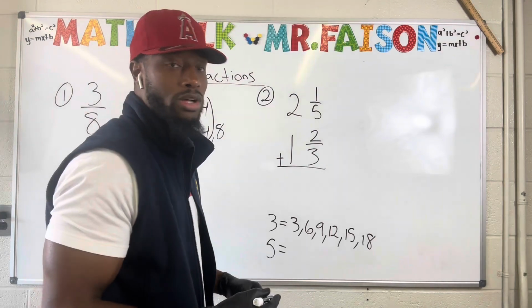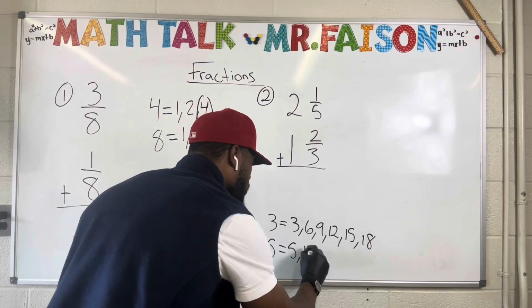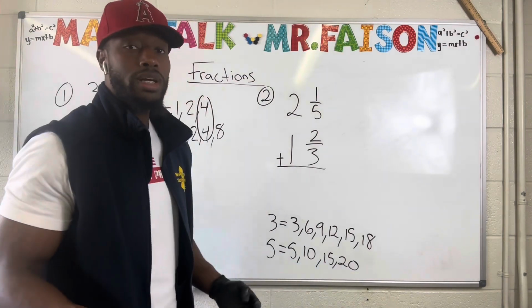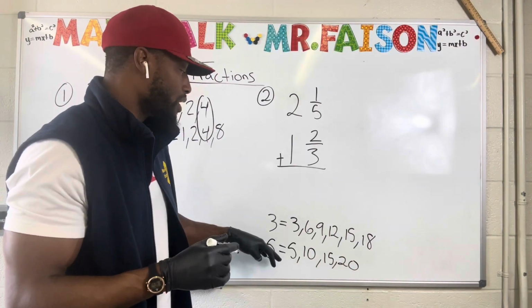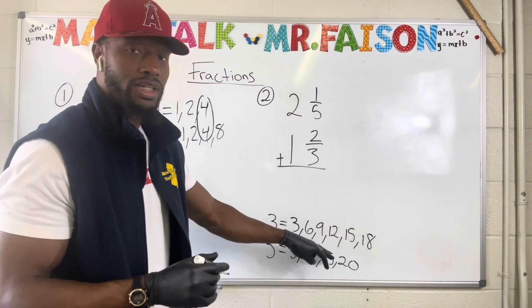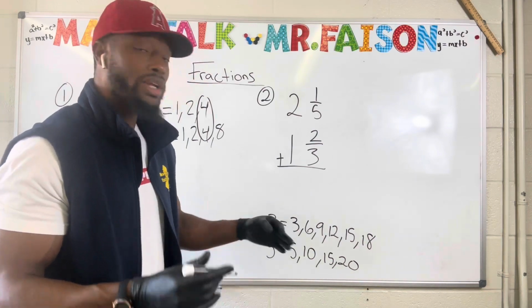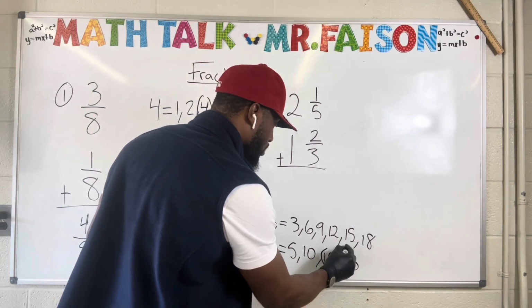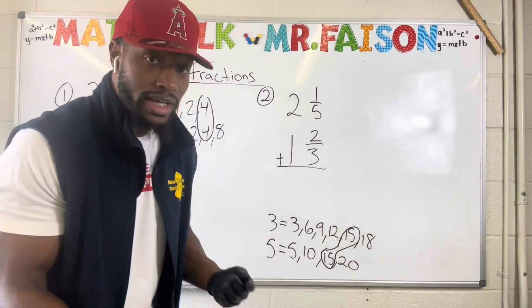Now when I write out my multiples of 5, I'm going to do 5, 10, 15, 20. Now what we're looking for is the least common multiple. I'm looking for common multiples. The only common multiple I see in here is 15. If I kept going, they would eventually have another multiple together, but we're looking for the least common multiple, the one that's going to pop up first. So it'll be 15.